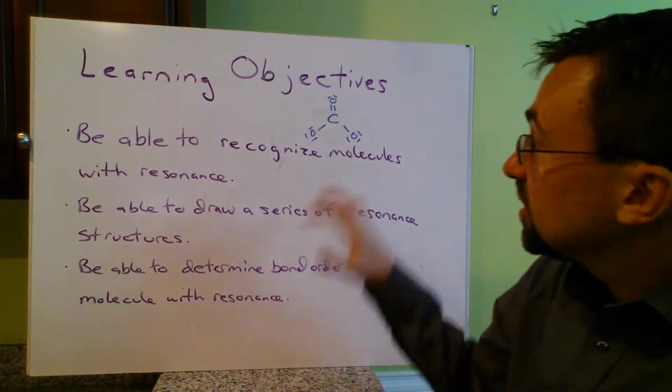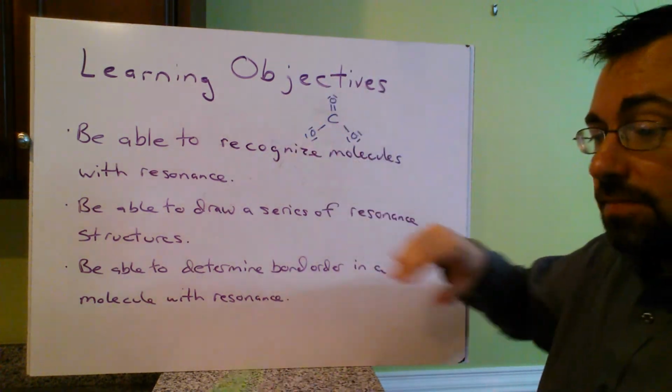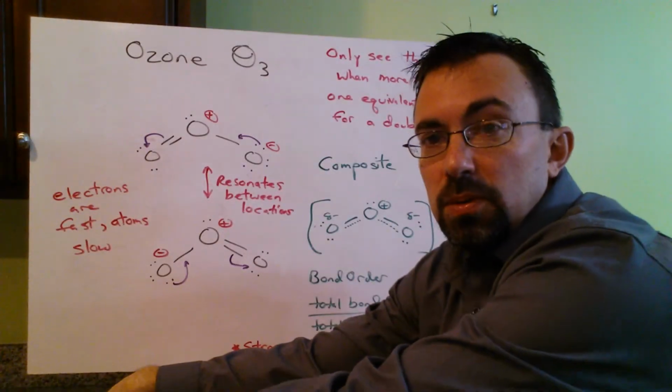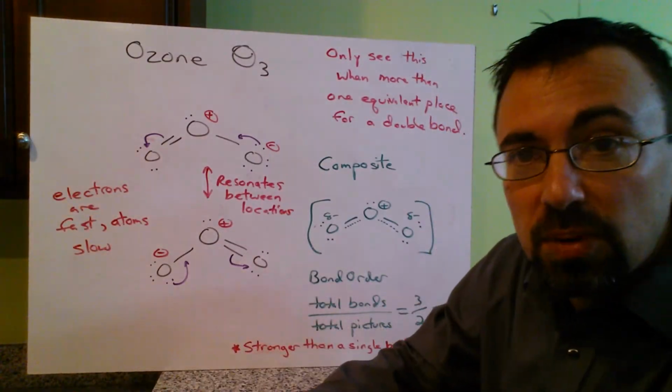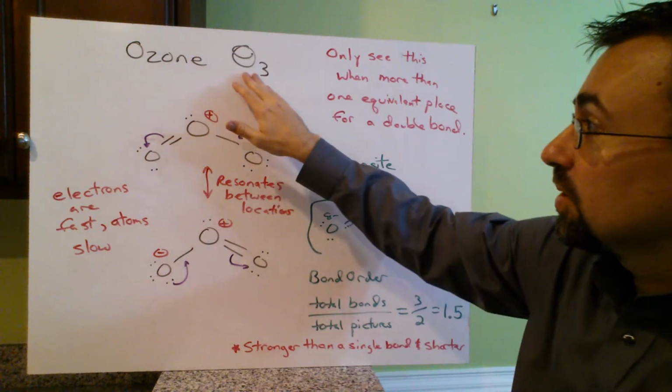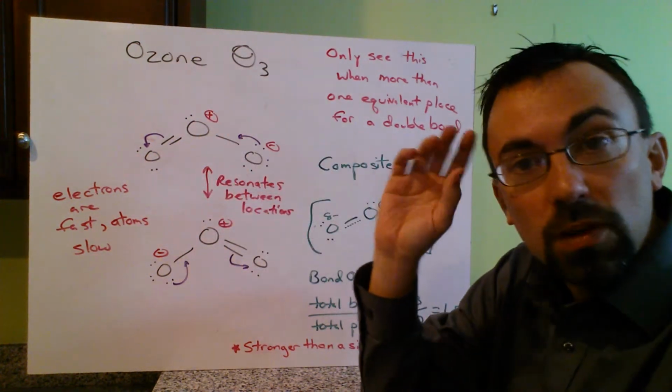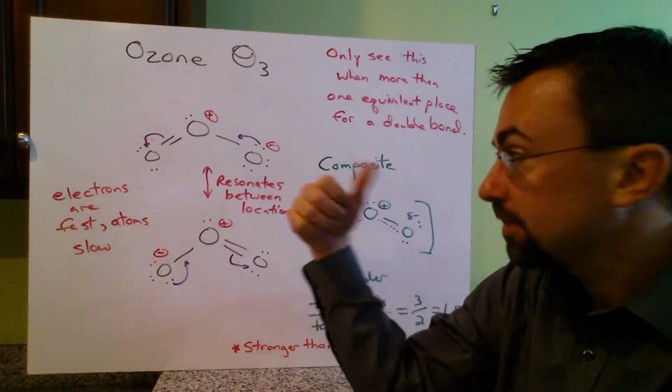So, how do we explain that type of data? Without getting too far in the weeds for what we're doing and why, let's just get into the practice of it. So if I were to draw ozone out and draw the Lewis dot structure, you would see there's three oxygens in a line. One of them has a double bond, one of them has a single bond.